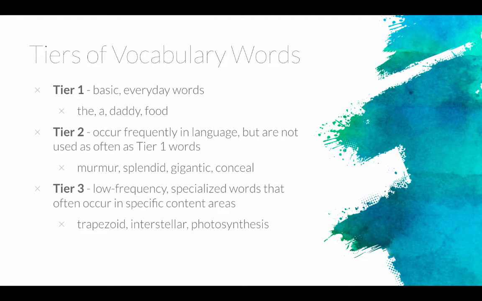For some students, a word may be an everyday Tier 1 word, but for others it may be a Tier 3 word. For example, for students growing up on a farm, the word combine is a Tier 1 word, referring to a machine that is used to harvest crops. However, for students in more urban areas, this word may be a Tier 3 word because it is specific to farming.